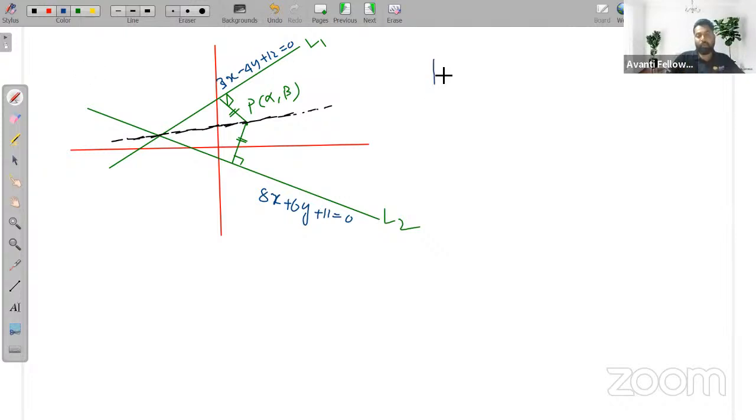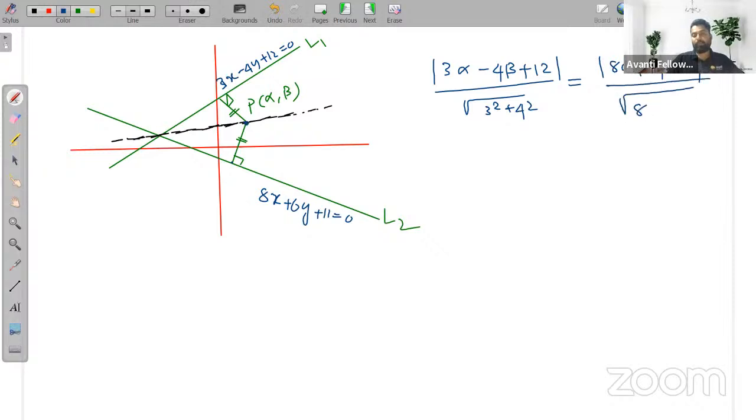So what I'm doing is mod of 3 alpha minus 4 beta plus 12 upon root of 3 square plus 4 square, which is equal to the distance from this point to this line also. That is mod of 8 alpha plus 6 beta plus 11 upon root of 8 square plus 6 square. Yes or no? If we simplify this, what will we get?